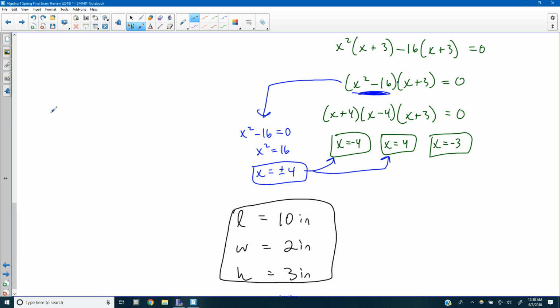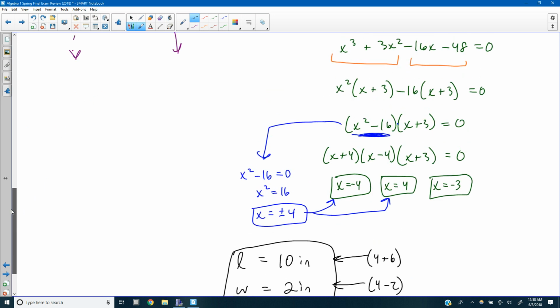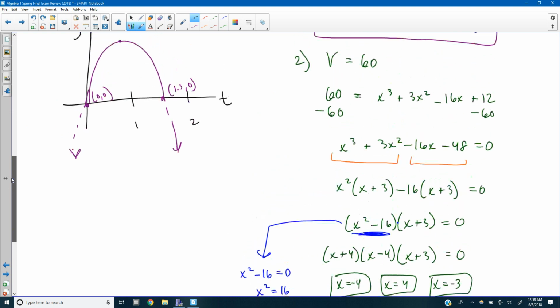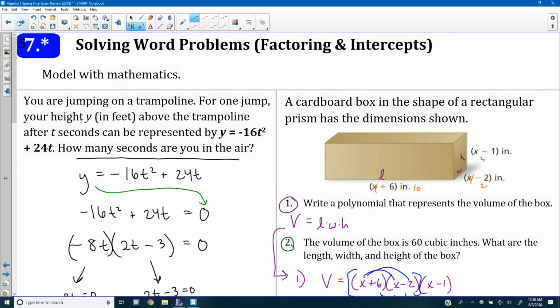So you notice how I was doing that. I took x and I solved for those things, right? This was 4 plus 6. This was 4 minus 2, and this was 4 minus 1. That was the length, width, and height of the box. It's kind of a long problem, but you can get there.